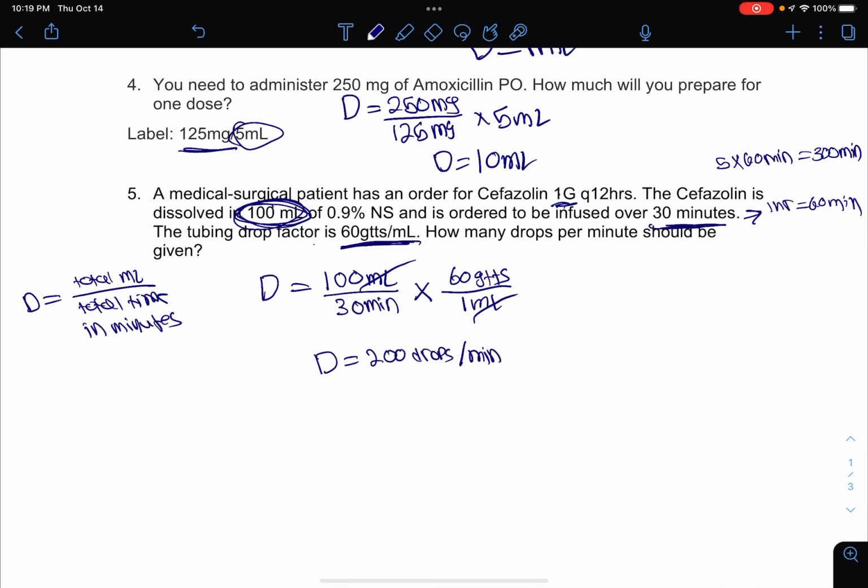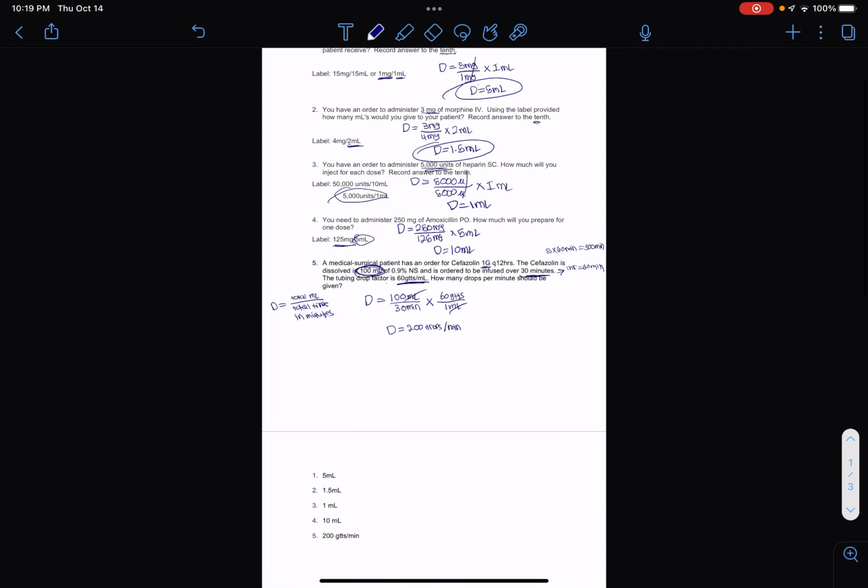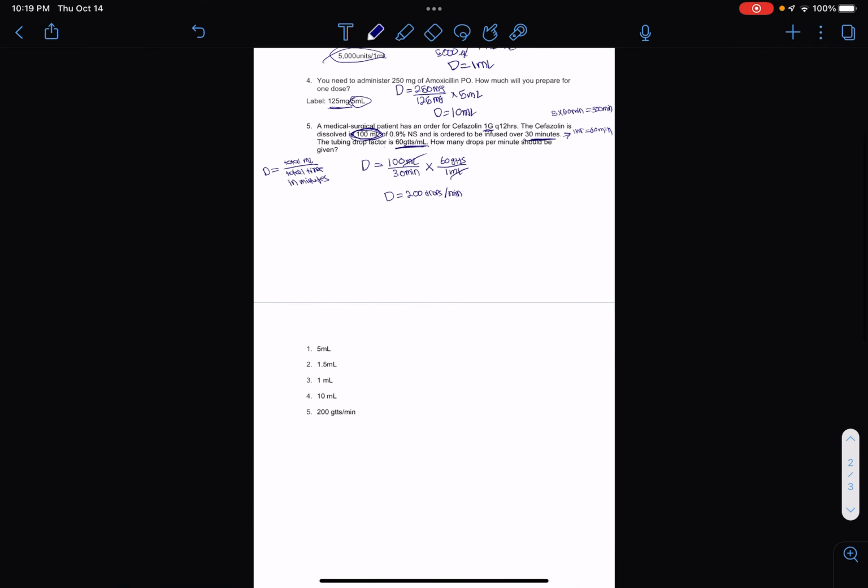And then I can check the answers down here. We got 5 milliliters, 1.5 milliliters, 1 milliliter, 10 milliliters, and 200 drops per minute.